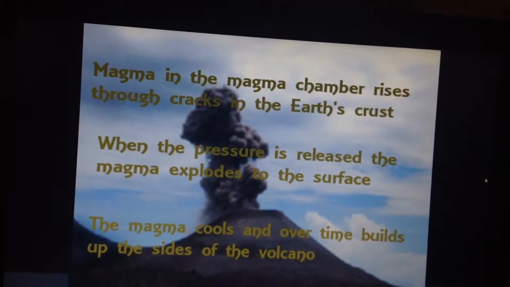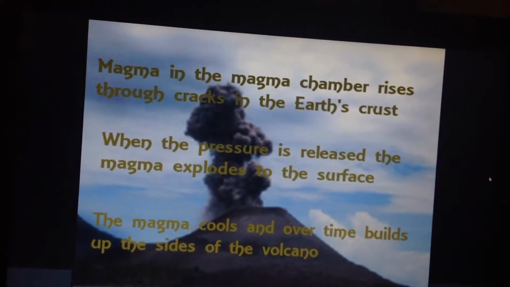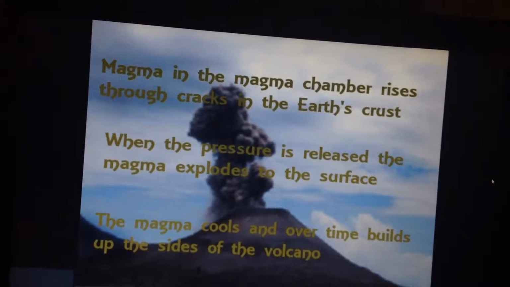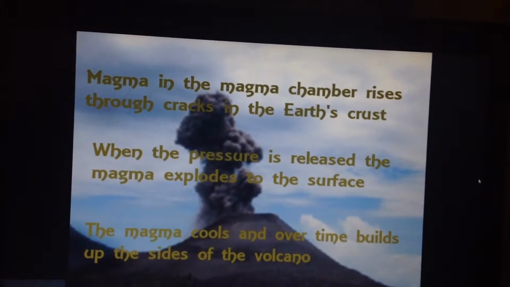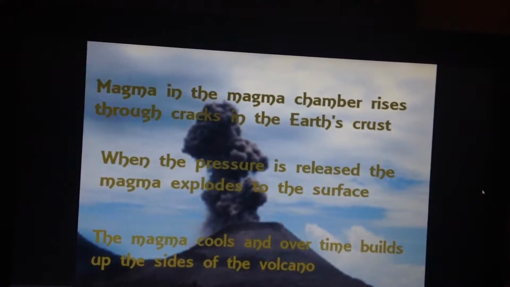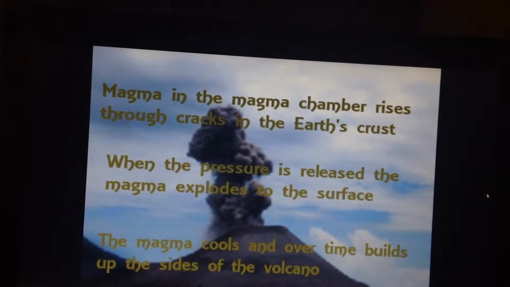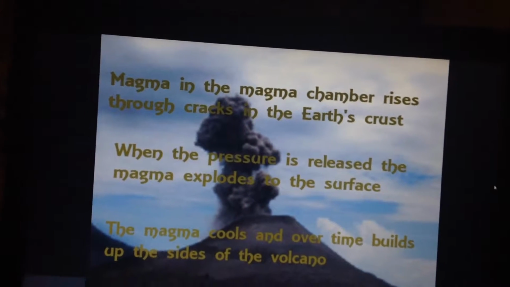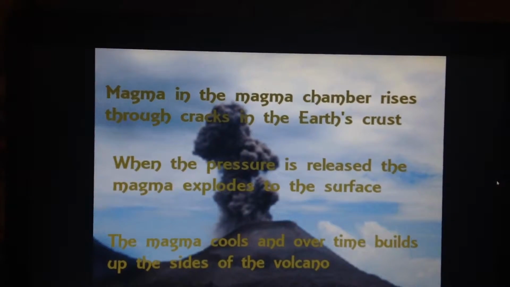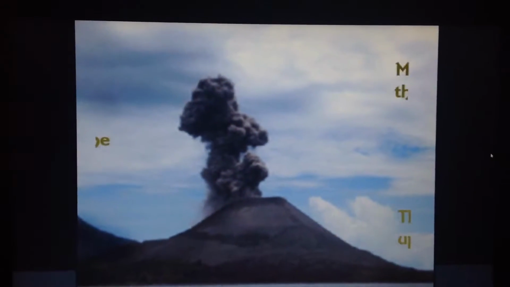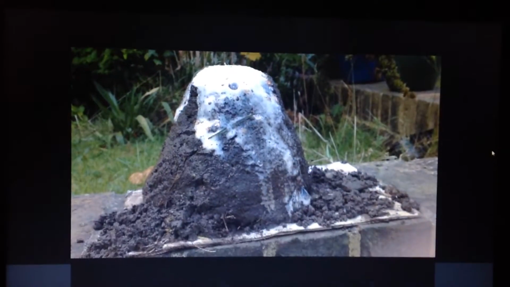A volcanic eruption occurs when the magma in the magma chamber rises through cracks in the Earth's crust. When the pressure is released by plate movement, for instance, the contents of the magma chamber, be it ash or magma, explodes to the surface, causing a volcanic eruption. The magma then cools, building up the volcano. Over time, this process repeats, making the volcano bigger and bigger.